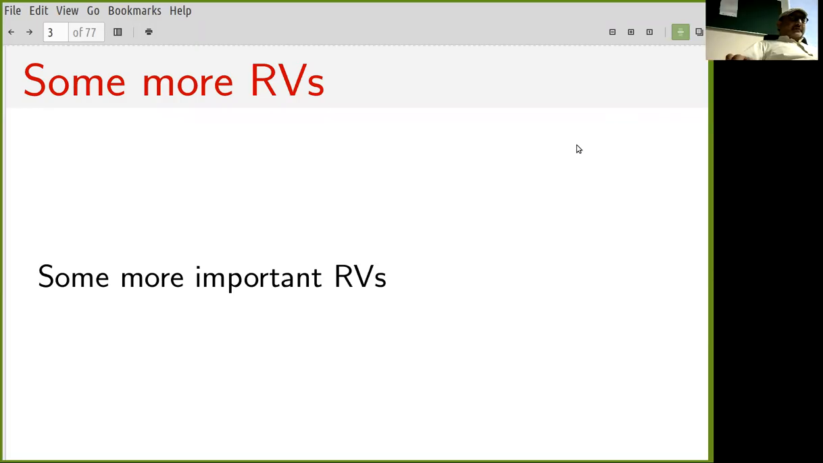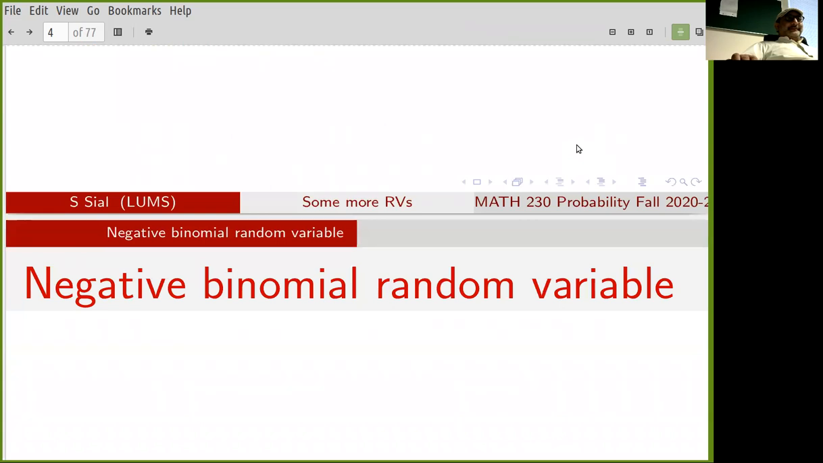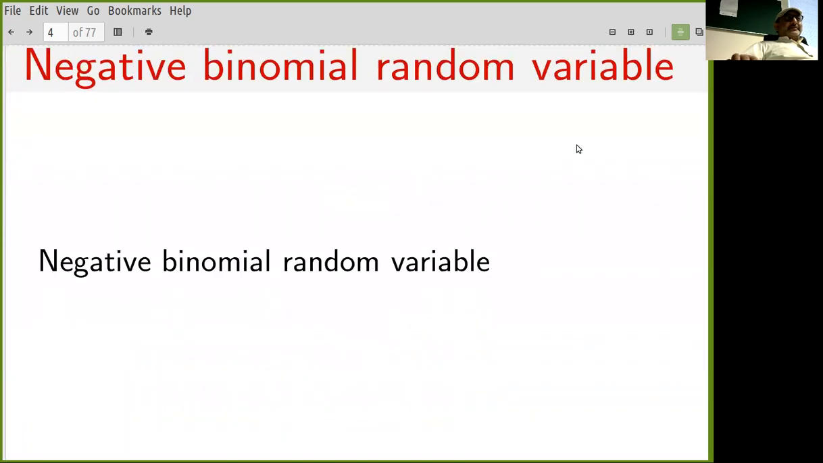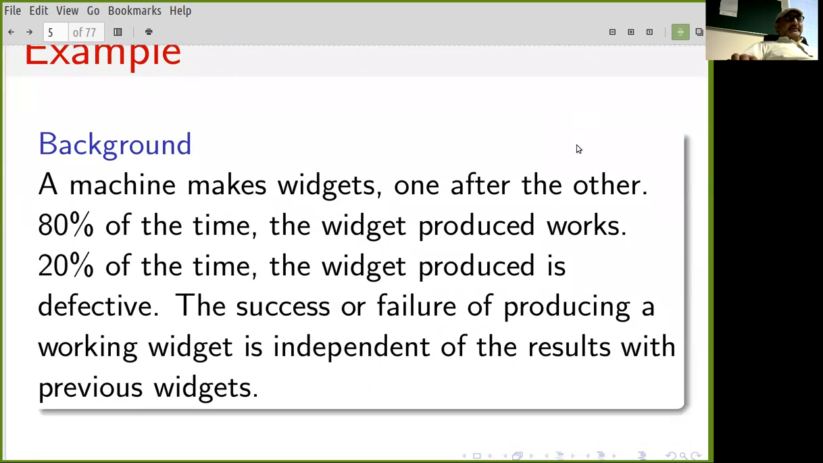In the previous sessions, we considered some important discrete random variables. And now we'd like to see some more of them come up in important circumstances. So the first of these is the negative binomial random variable. We'll derive it, or we'll come to it via an application.